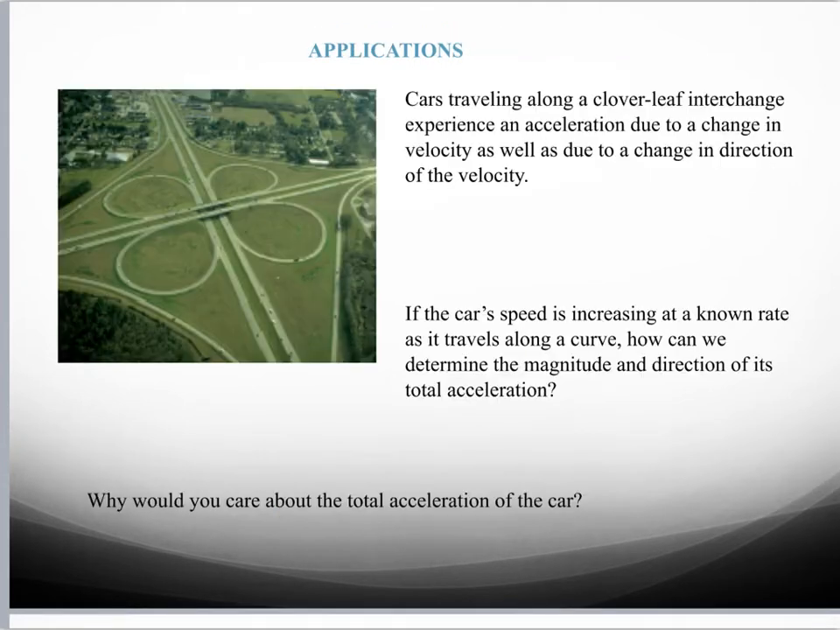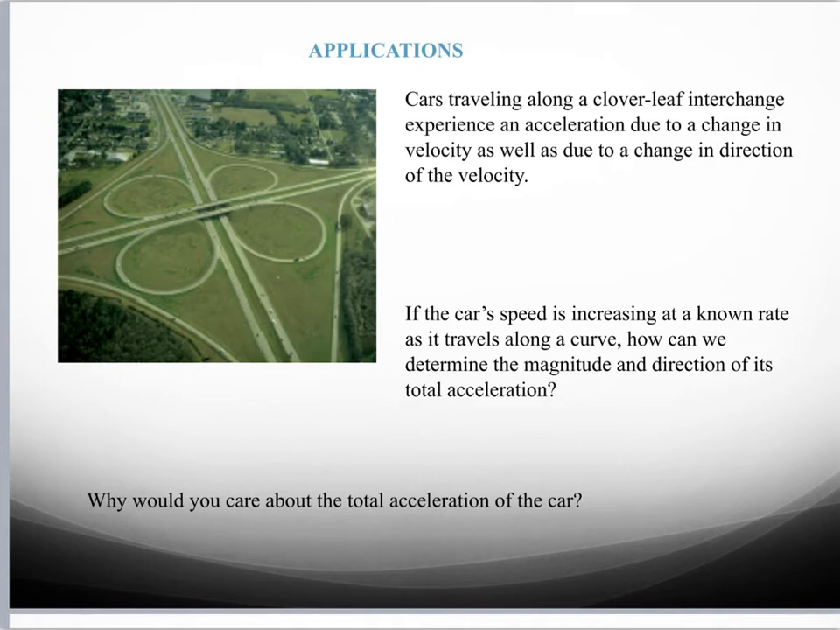So in this picture, you've seen this pattern before on a highway, where you can do on-ramps and off-ramps using a cloverleaf. And you know that if you drive your car around in that roughly circular shape, your car is going to be experiencing a change in speed and also a change in direction.